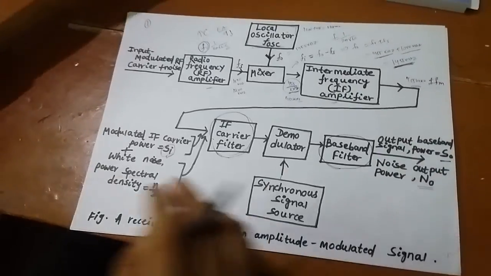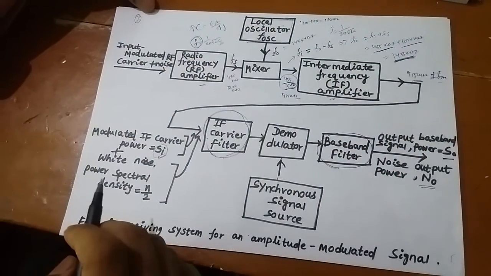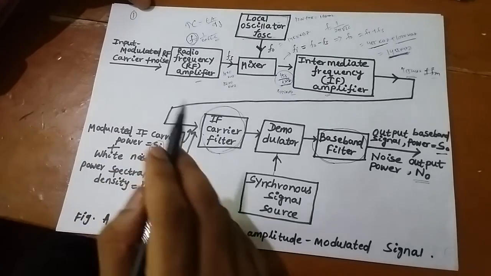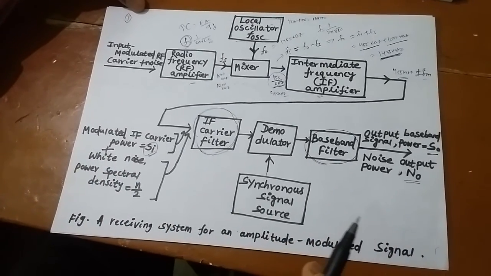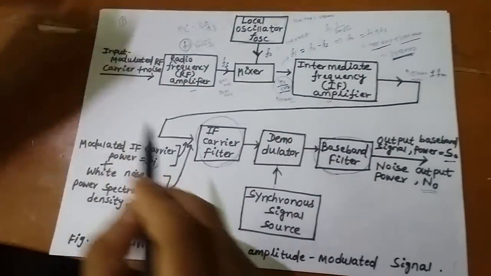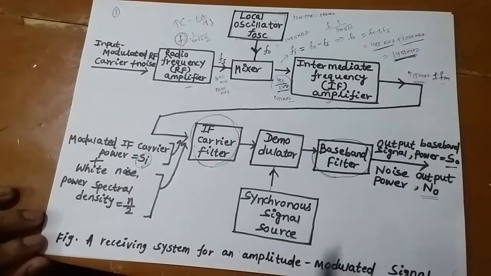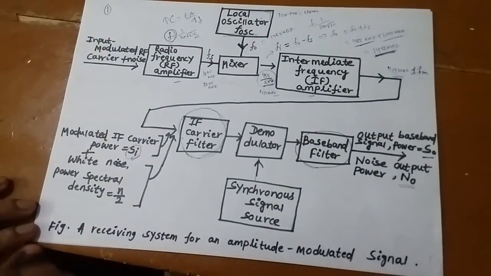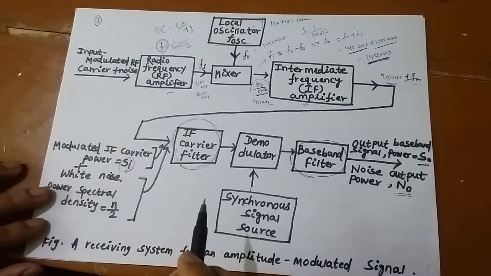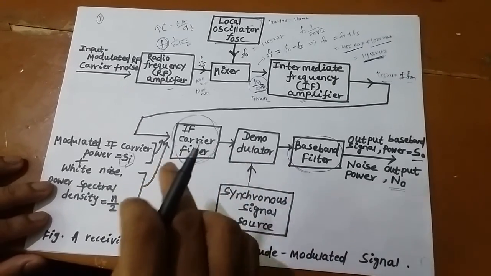This is the same block diagram that we have used for single sideband suppressed carrier in the last lecture. The same superheterodyne receiver. I have told you in the last lecture that the block diagram of the superheterodyne receiver remains the same. Only the change occurs in some of the blocks.